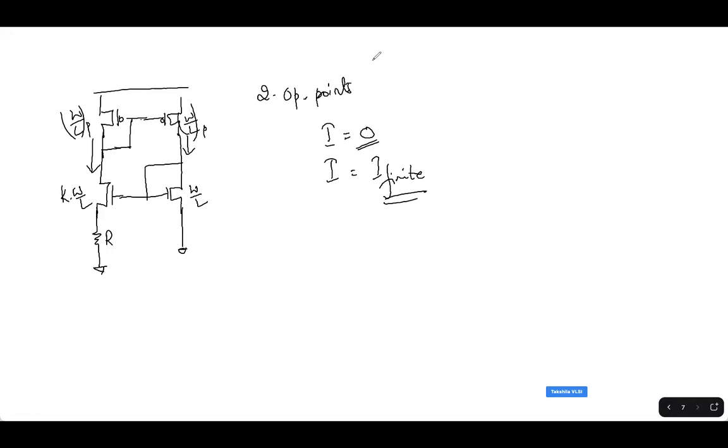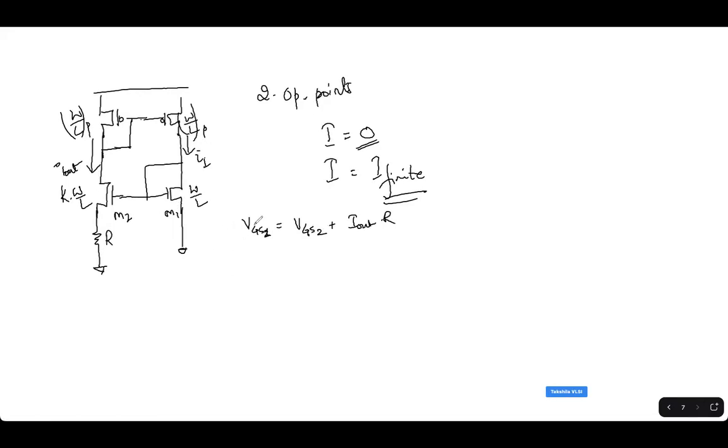We'll see that later. But if you look at the circuit here, for the time being I'll just name it as I out. Okay, and this is, I don't know, I1 maybe. Now if I name the transistors as M2 and M1, VGS of transistor 1 is equal to VGS of transistor 2 plus I out into R.